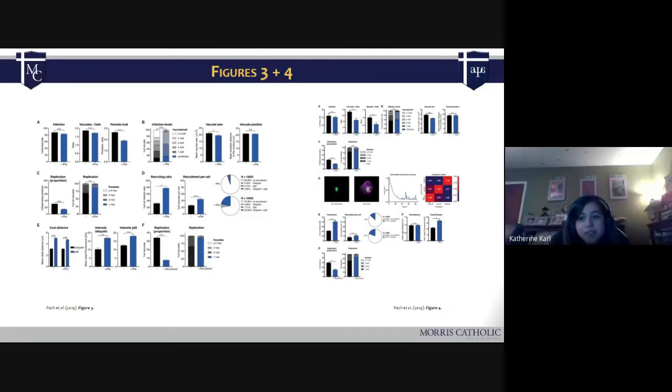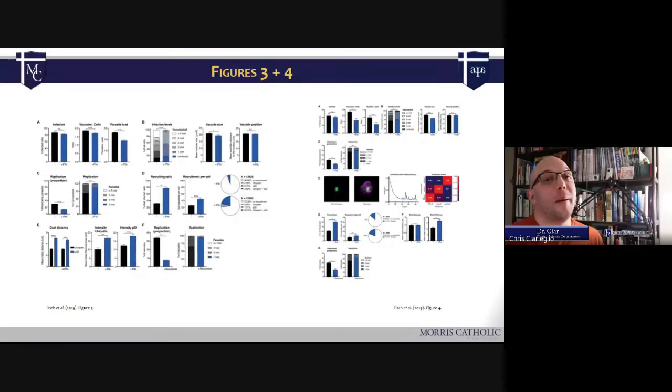That's where figure 5 comes in. But it is. I don't know.